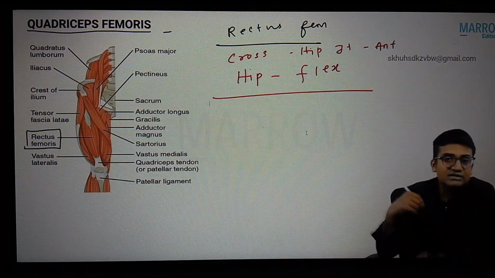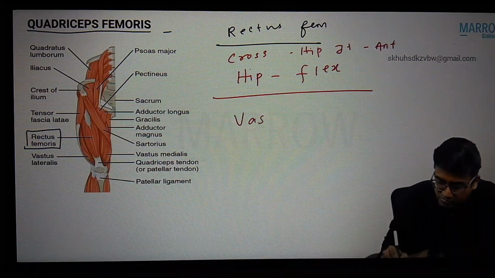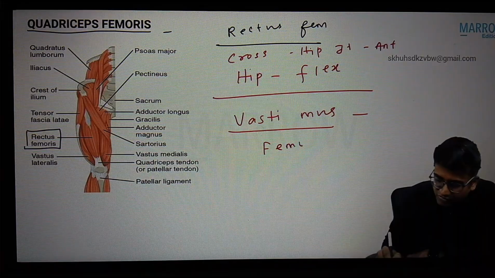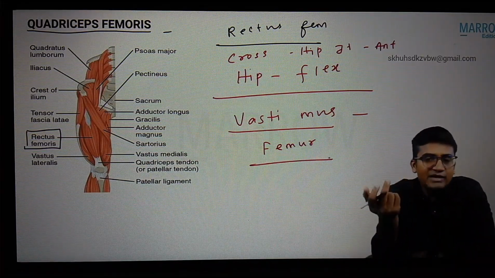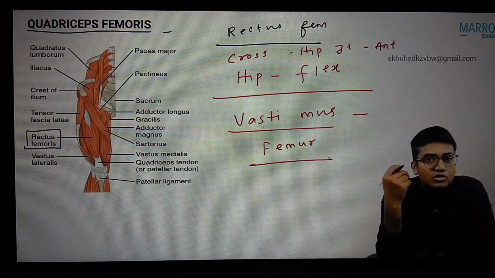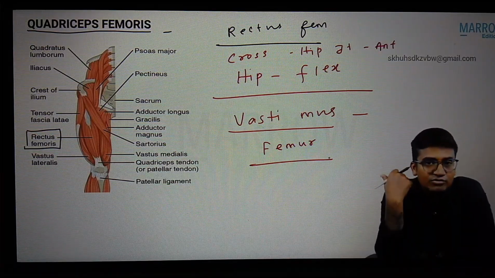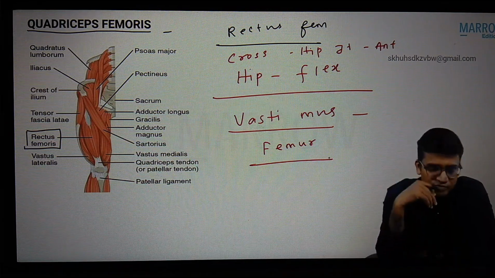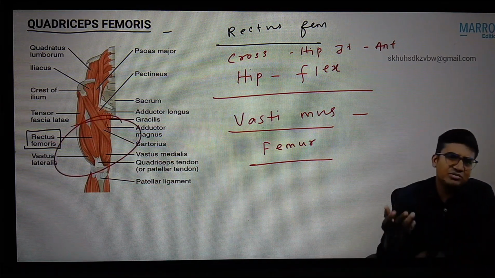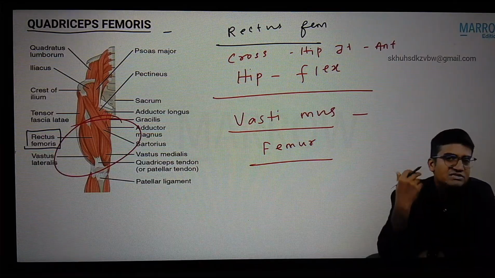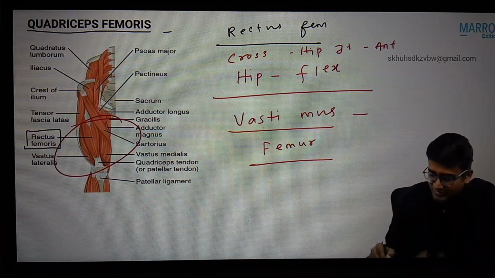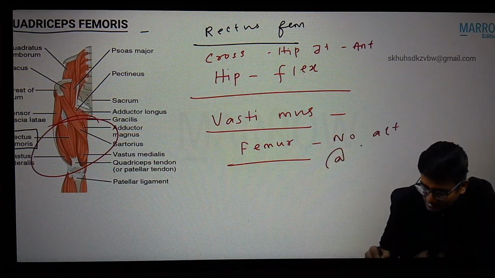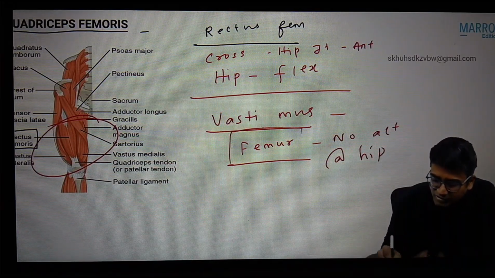The 3 vasti muscles take origin from the femur bone. Now the point is, do the 3 vasti muscles have any action at the level of the hip joint? No action at the level of the hip joint. Why? Because they originate from the femur bone, not from the hip bone. The muscle takes origin below the hip joint. So please underline the vasti muscles and write no action at the hip joint.